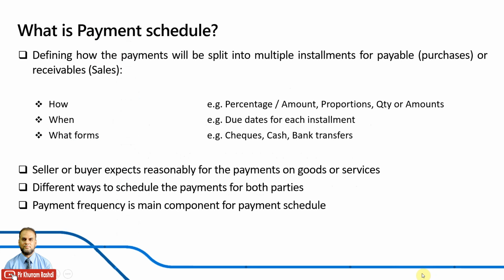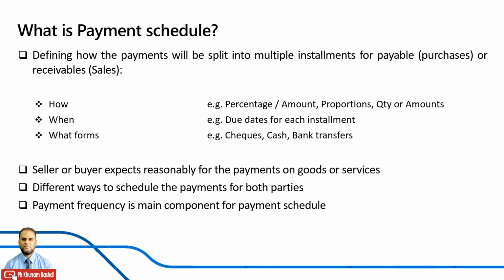Okay, so what is a payment schedule? Simply put, payments are split into multiple installments. This is very useful on the industry side when you purchase some machinery, or equipment, or you buy cars, or on the other end you sell cars, or machinery, or buildings, and you have agreed with your party, which can be a vendor or customer on the payable or receivable side, that this can be done in the form of installments.